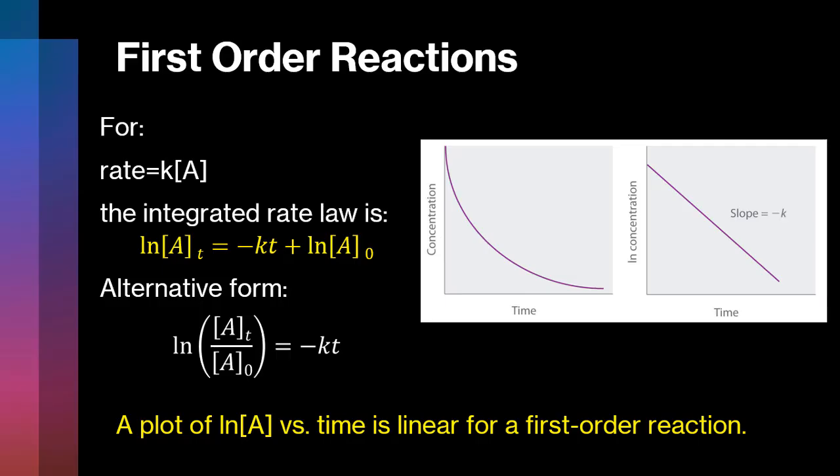Now let's look at first order reactions. For a reaction that is first order in A, the rate is going to be equal to k times the concentration of A. The integrated rate law then becomes the natural log of the concentration of A at time t is going to be equal to negative kt plus the natural log of A naught. You may also see this written as the ln of A t over A naught is equal to negative kt. These are mathematically equivalent forms of the equation.